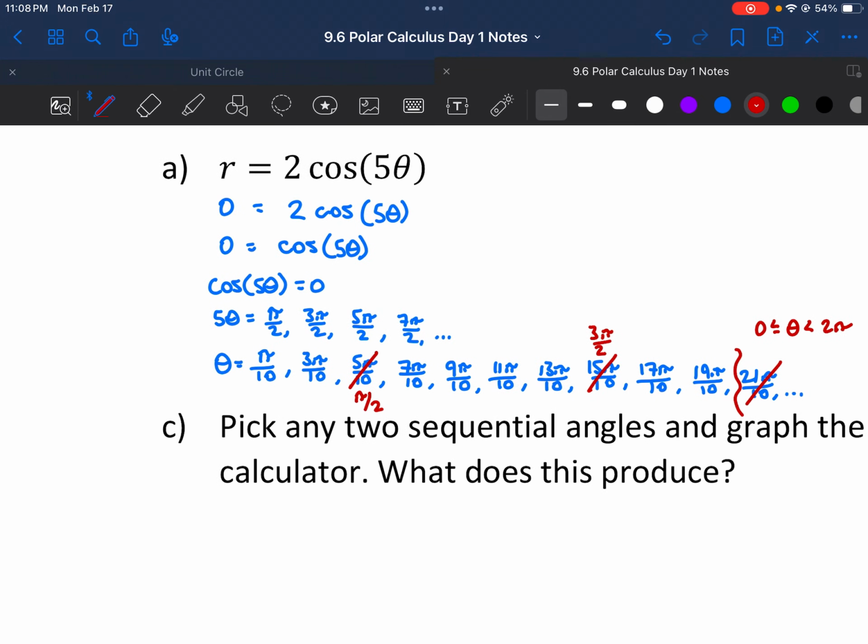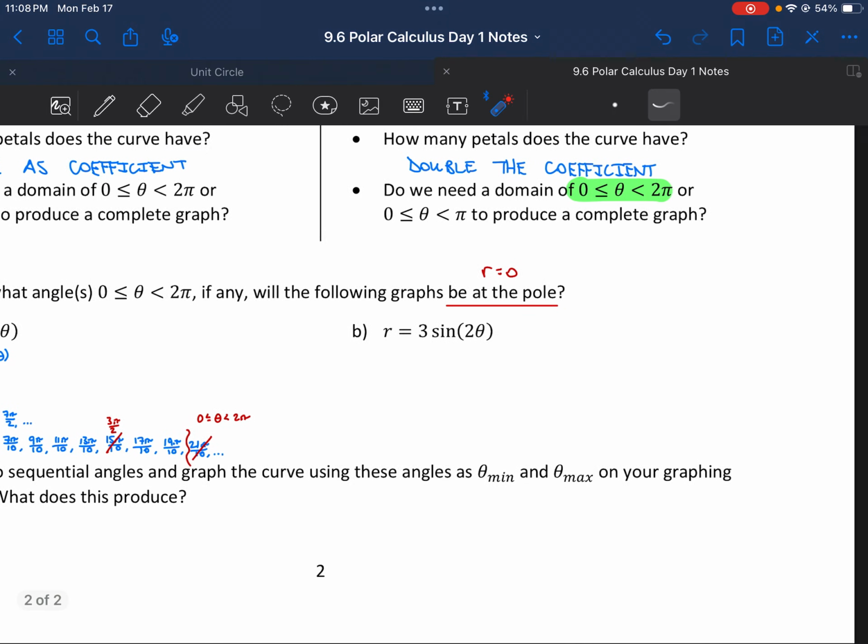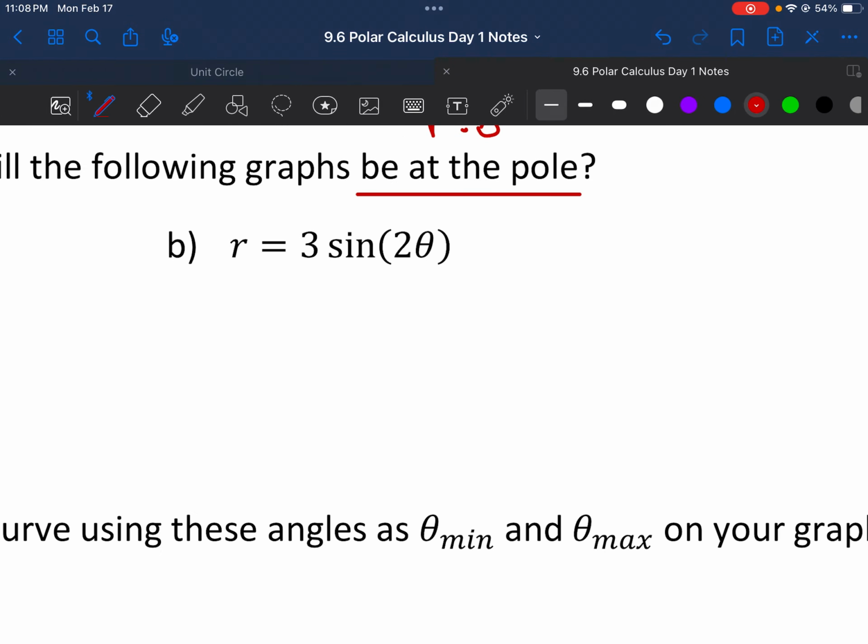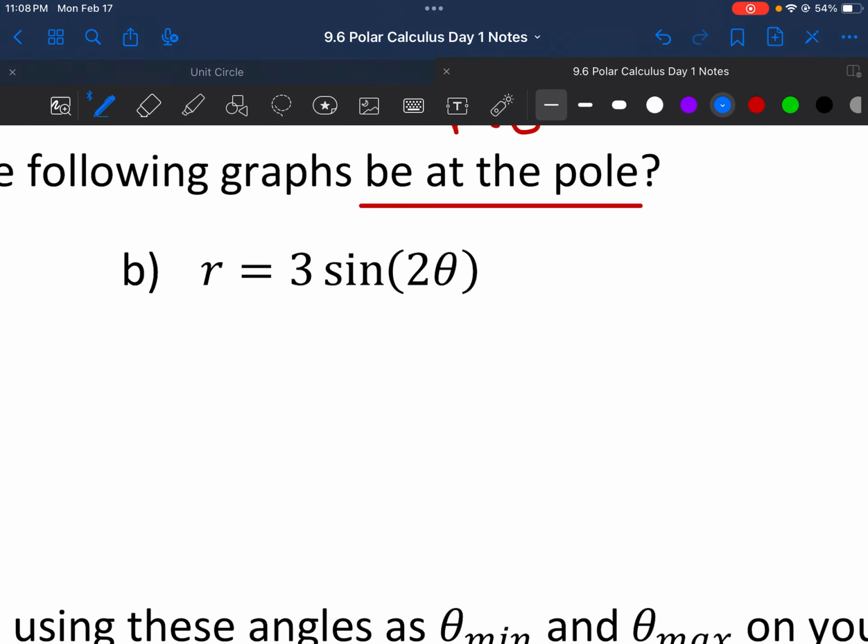All right. So at all these different angles, when you go and graph it in your TI-84, it shows you the path that it's taking. Every time it's hitting the pole, like when that angle is pi over 10, it's going to come back around and hit the pole. At 3 pi over 10, it's hitting the pole. At pi over 2, it's hitting the pole. And so on and so forth. All right. Same deal for this one. We'll do this one a little bit quicker now.